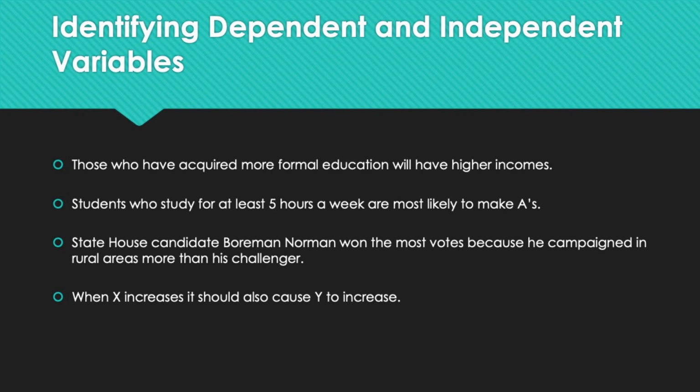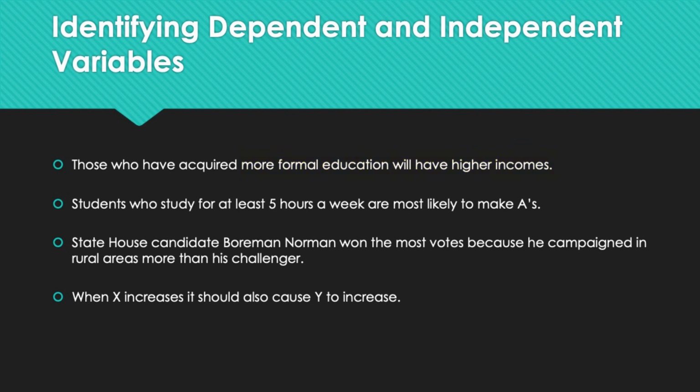So when we read the phrase, those with more formal education will have higher incomes, we read that as education having an impact on income. So here, since education is causing something to change, education is the independent variable because it's causing a change on how much money we make. Okay? Feel like you got it now?